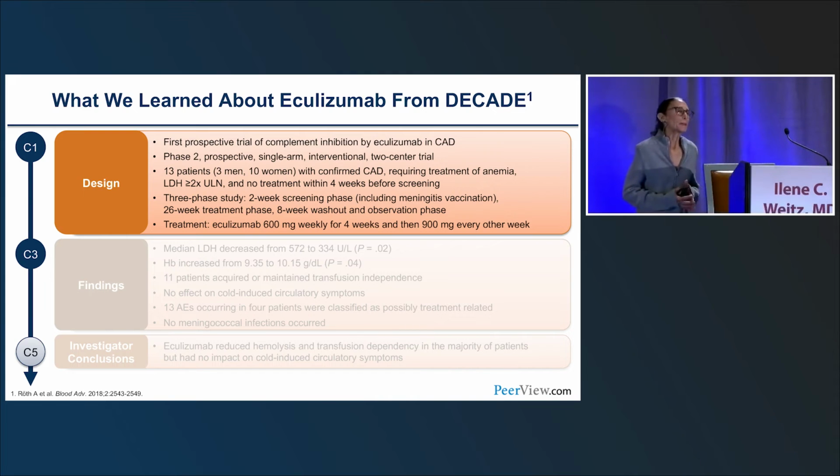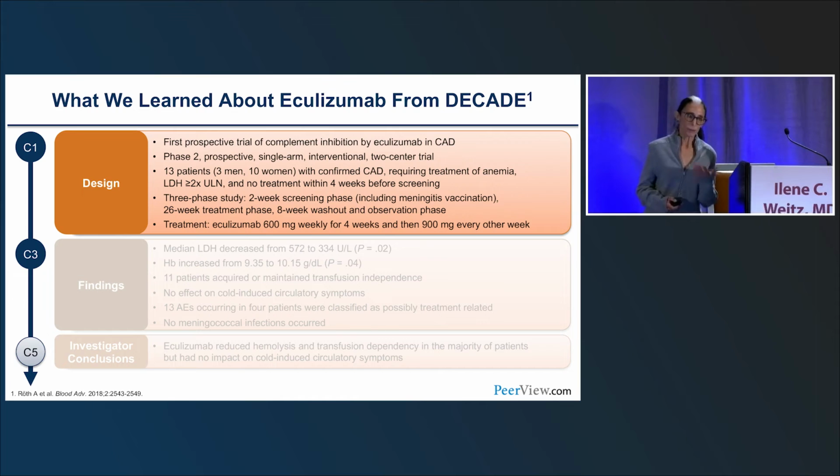So what have we learned about the different points of interruption of the complement cascade? The DECADE trial was using eculizumab. It was the first prospective trial of a complement inhibitor in CAD. It was a single-arm intervention, 13 patients, and they were not able to be treated for 4 weeks prior to the complement intervention.